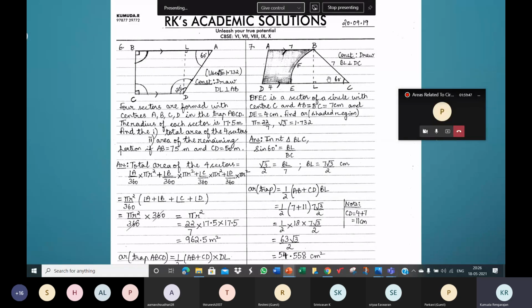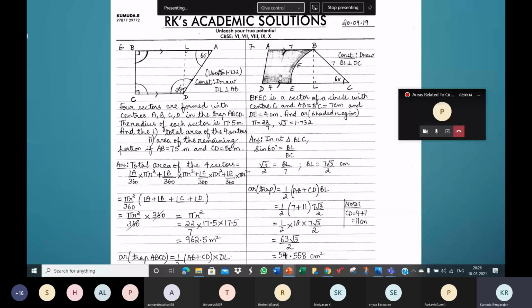Now to find the area of the sector, what do you need? You need the sector angle. Yes, we know it is 60 degrees. Then we need the radius. That also we know, 7. So easy. To find the area of the sector, we have all the info: 60 by 360 into pi r square. We know the sector angle is 60 degrees and the radius is 7 centimeters. So nothing difficult about finding the area of the sector.